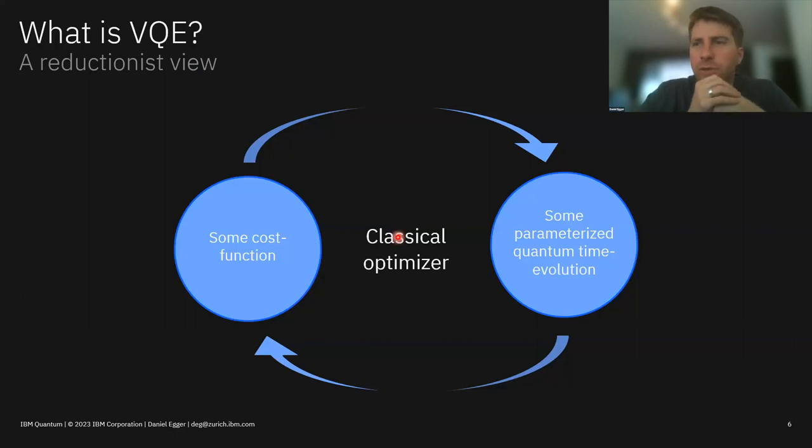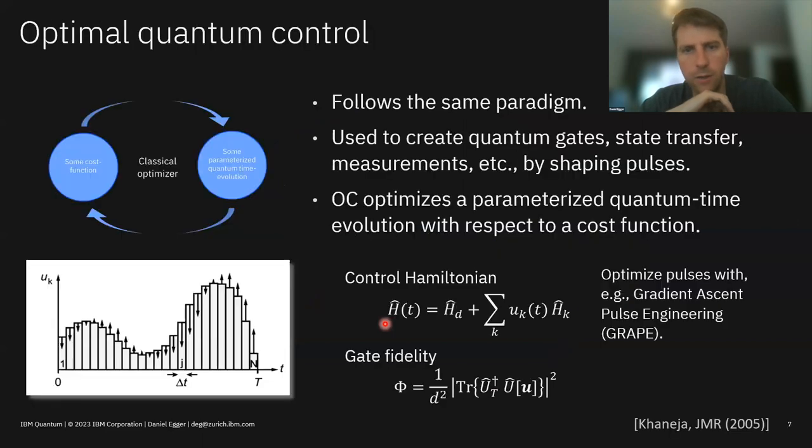Now we can ask ourselves the question, what exactly is VQE? I'm going to take a very reductionist point of view here. A VQE is essentially an optimization where we have some parameterized quantum time evolution and some cost function that we want to optimize, and we do this with a classical optimizer. So this is a very generic way of looking at VQE.